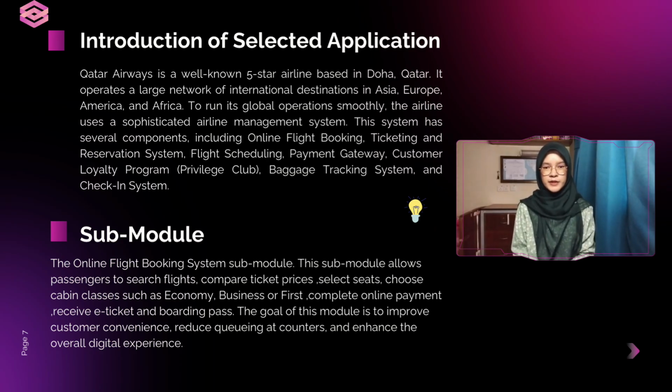And for the online flight booking system submodule, this submodule allows passengers to search flights, compare ticket prices, select seats, choose cabin classes such as economy, business, or first class, and get the boarding pass. The goal of this module is to improve customer convenience, reduce queuing at counters, and enhance the overall digital experience.